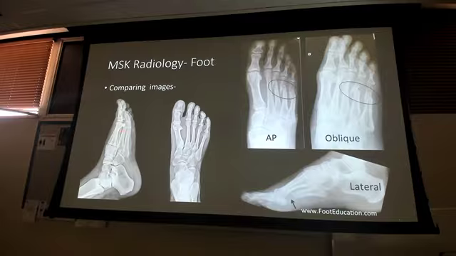This is a very poorly positioned lateral foot. Ideally, I would want all of these metatarsals in one nice stacked line like I showed you on those first images. Sometimes you get a crap x-ray tech, and this is what you get.